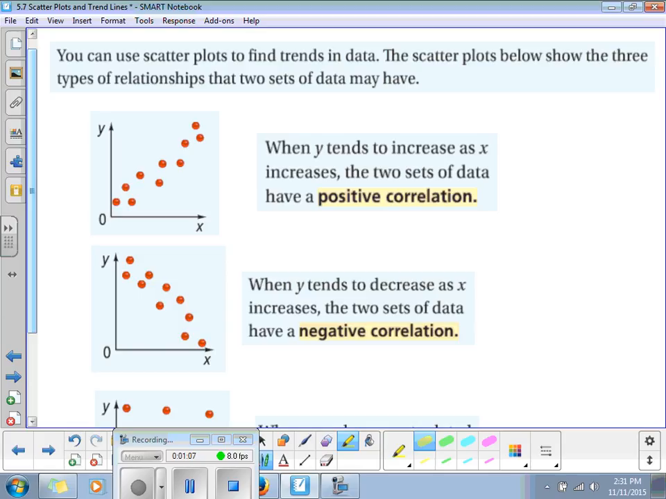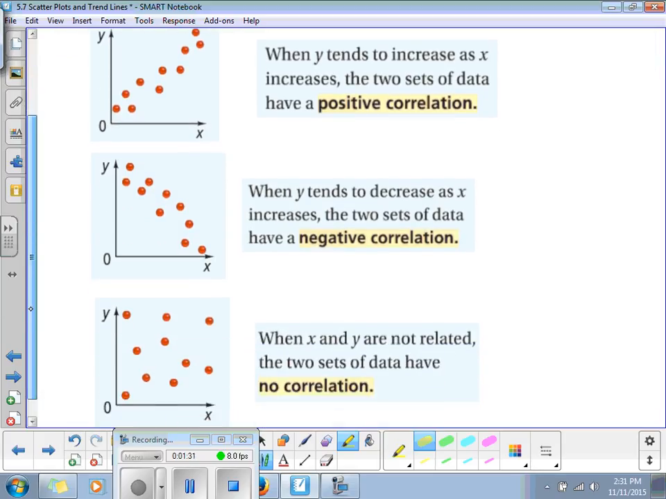For the second graph, you see the plotted points are going in the downward direction. As the x increases, the y decreases. That is a negative correlation. And then the last one is when there's no relation, no correlation at all. It's just plotted points all over the place.